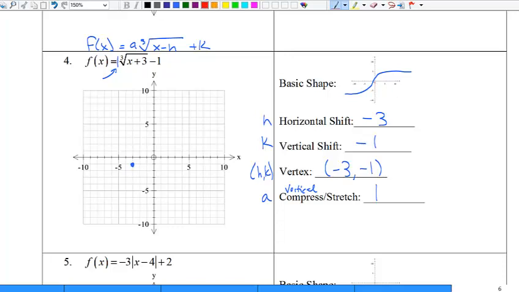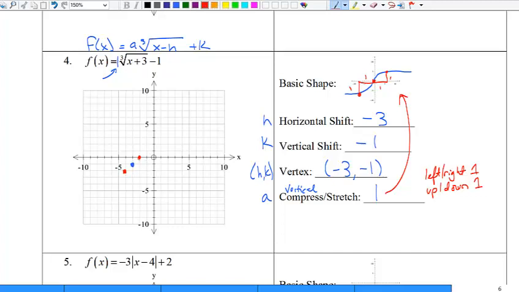Looking at my basic shape, to get from my vertex to the other 2 key points, normally I would go right 1 and up 1 and left 1 and down 1. And in this case, it's no different. Because my a is 1, I'm going to do exactly that. I'm going to go left and right 1 because that never changes, and up and down whatever the a is. And in this case, my a is 1. So I go right 1 and up 1, left 1 and down 1. And then I need to connect my points with the correct basic shape.